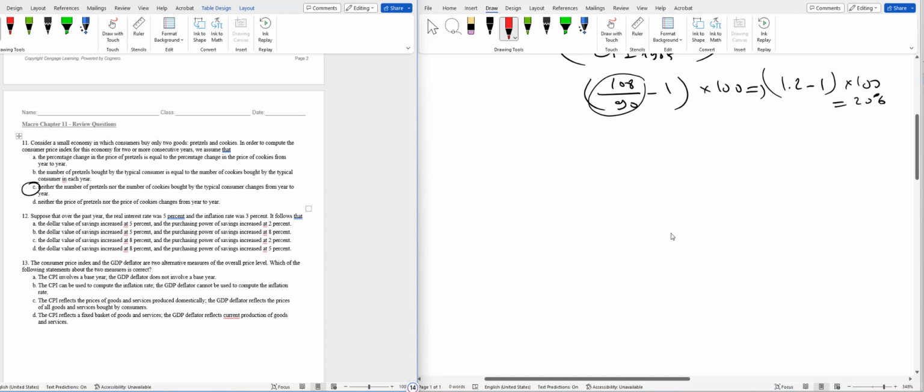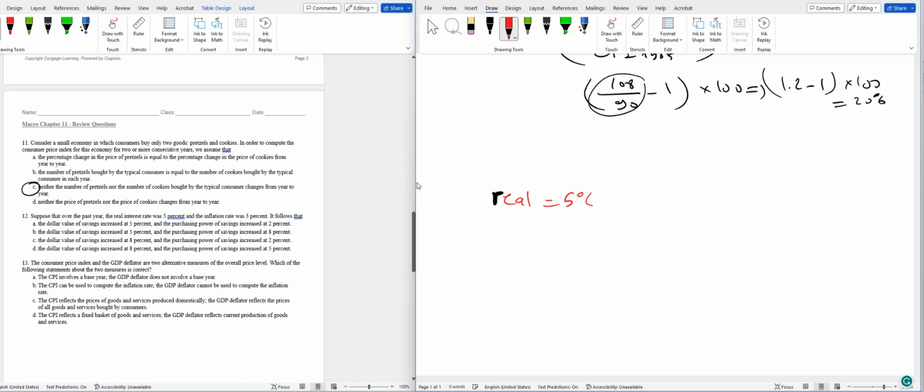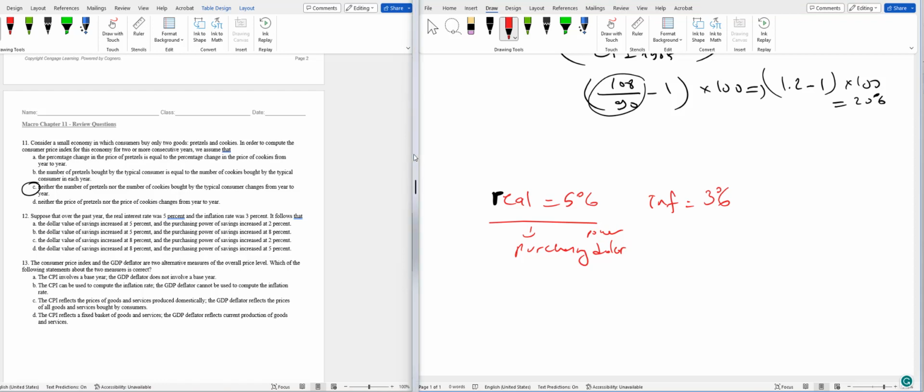Let's answer question number 12. Suppose that over the past year, the real interest rate was 5%. So the real rate is 5%. And inflation is 3%. So the real interest rate shows the purchasing power of dollars, how many more goods and services you can buy. And the nominal rate shows how much more dollars you will have in your account after a certain period. So from the Fisher equation, we know that real rate is nominal minus inflation. So we know 5 is the real rate, inflation is 3, so nominal should be 8%.